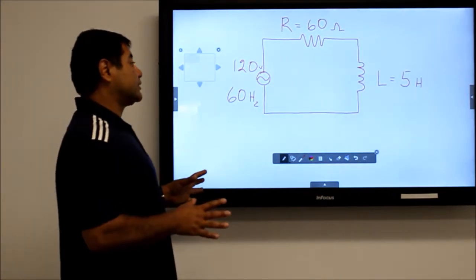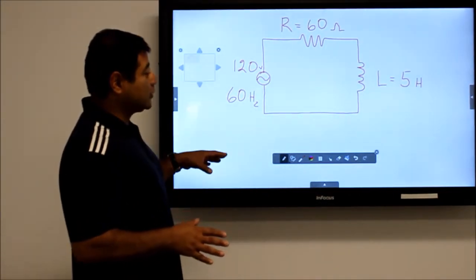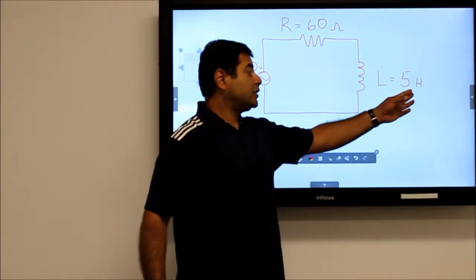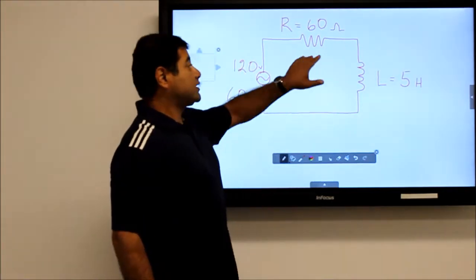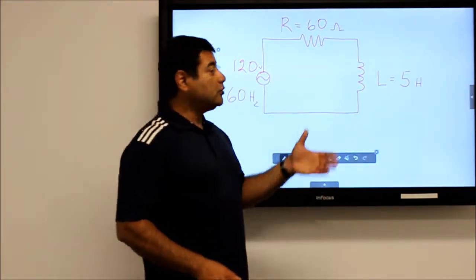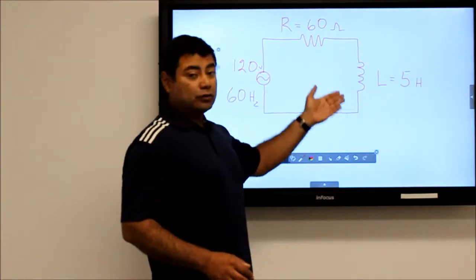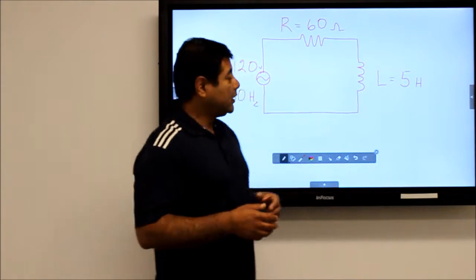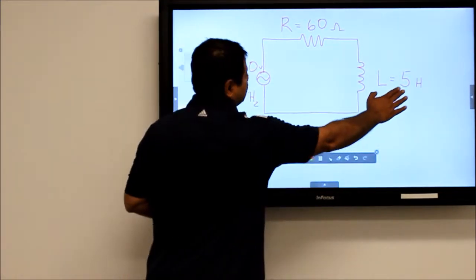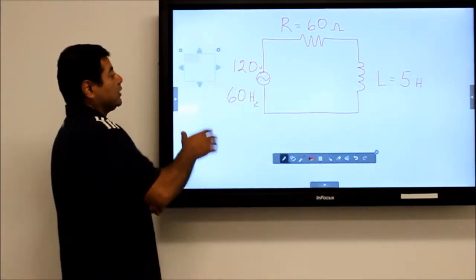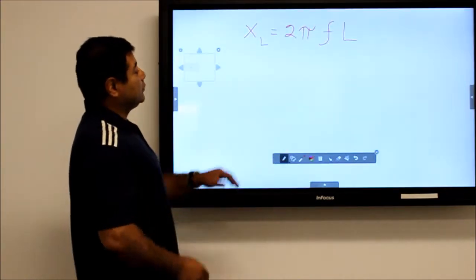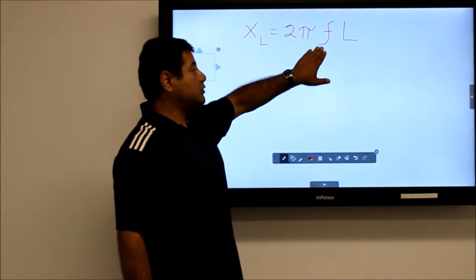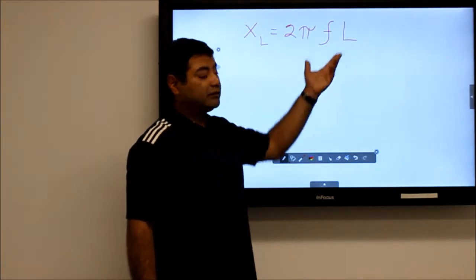Alright, in order to solve for all the parameters in this circuit, the first thing you need to recognize is the fact that the inductor has a value in henries while the resistor has a value in ohms. There's no way that you can possibly combine these two until the inductor is changed into an ohmic value. The only way to change the inductance into an ohmic value is using this formula, which is the inductive reactance equals 2 pi times the frequency of the circuit times the inductance of the inductor.